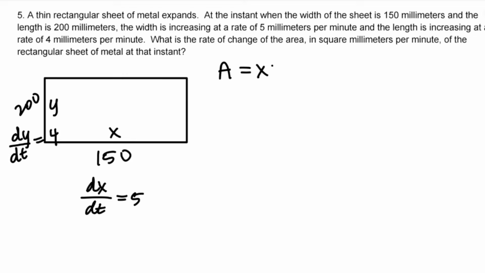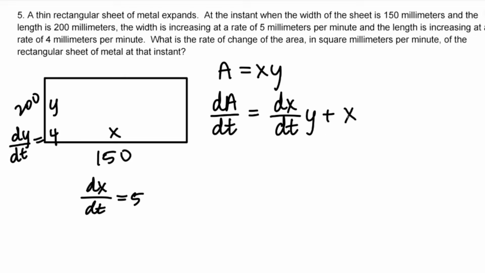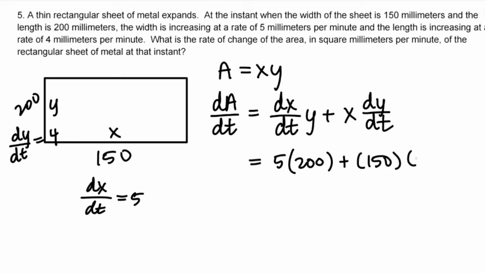Okay. Area is going to equal x times y. And if we want to take the derivative of area with respect to time, we're going to need to use the product rule. So first we'll take the derivative of x, leave y the same. Then we'll leave x the same and take the derivative of y. And I think we've got all the pieces we need to plug in. We're going to say dx/dt was 5 multiplied by y plus x multiplied by dy/dt. Okay, so I'm going to have 1,000 plus 600 more. That would be 1,600.